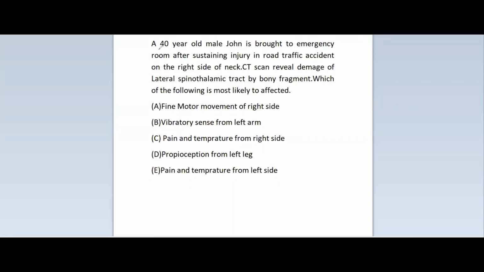Let's begin with a clinical vignette. A 40-year-old male, John, is brought to the emergency room after sustaining an injury in a road traffic accident on the right side of the neck. CT scan revealed damage of the lateral spinothalamic tract by a bony fragment. Which of the following is most likely to be affected?